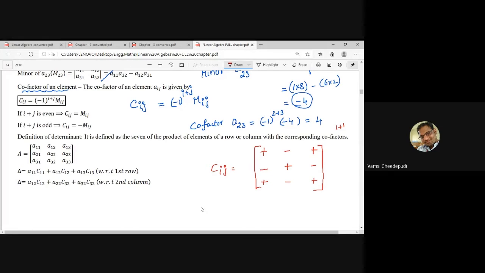ఓకే సార్, you discussed what is meant by minor of a matrix and minor of an element. బట్ మన యాక్చువల్ హెడ్డింగ్ డిటర్మినెంట్ కదా, మీరు ఇదంతా ఎందుకు చెప్తున్నారు? ఇప్పుడు డిటర్మినెంట్ డెఫినేషన్ లోకి వద్దాం.